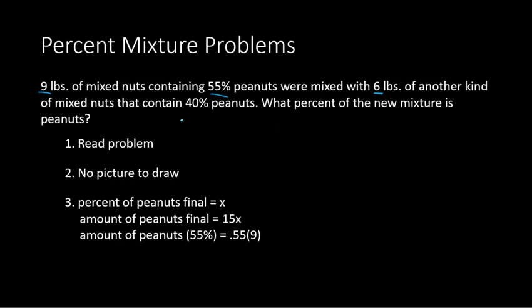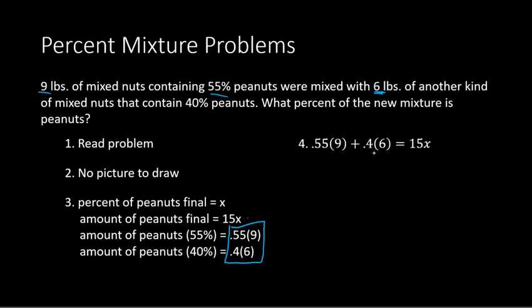Now the other type of mix is 40% peanuts, and that mixture has 6 pounds. So if we do 6 pounds times 40%, so 6 times 0.4, that gives you the amount of peanuts within that mixture. If we put these two together, the amount within these two mixtures separately, and you add those together, that gives you the amount of peanuts in the final mix. So we can use that to create an equation. We have 0.55 times 9 plus 0.4 times 6. That equals the total amount in the final mixture, which is 15 times x.